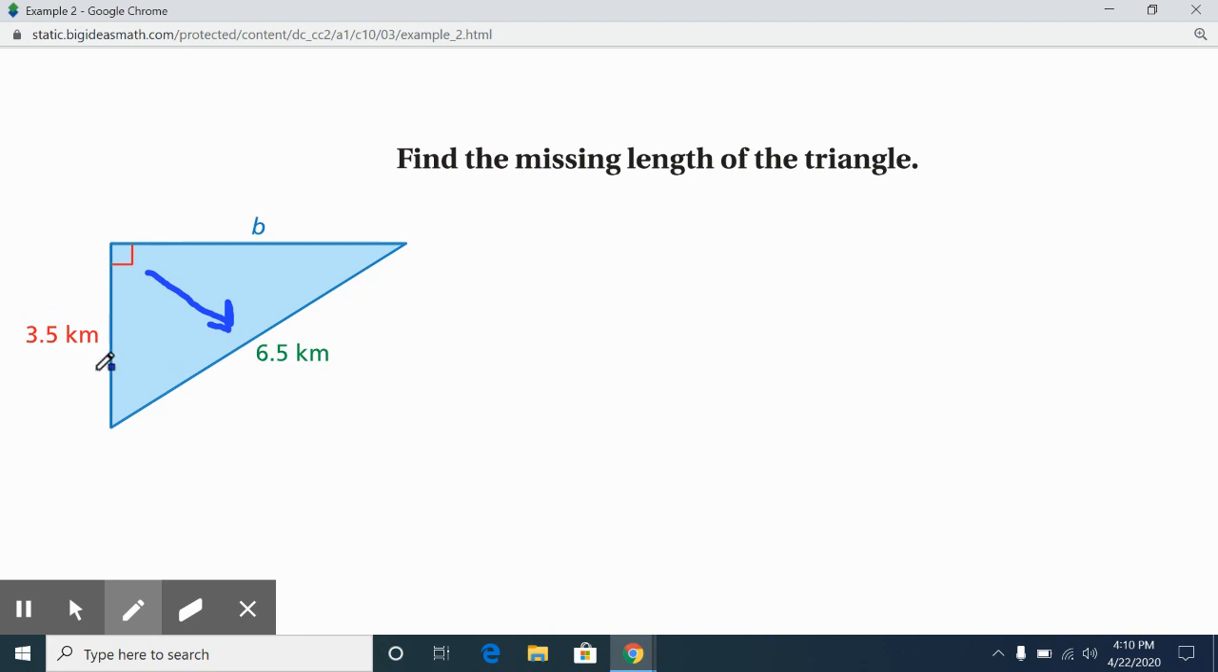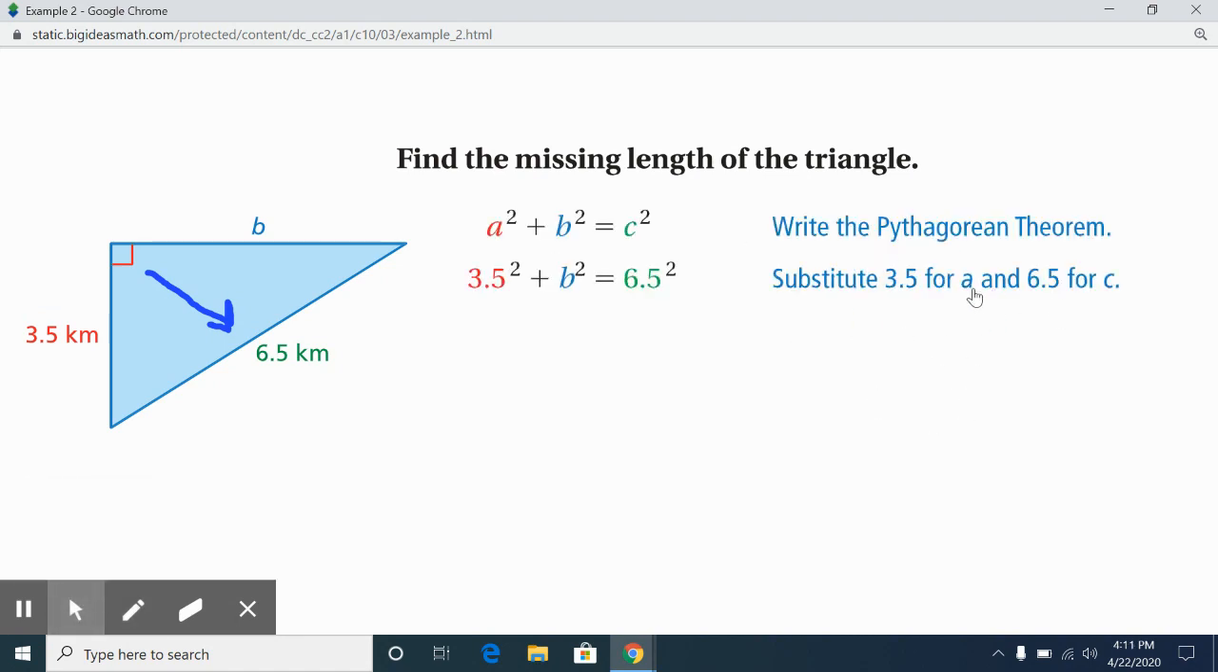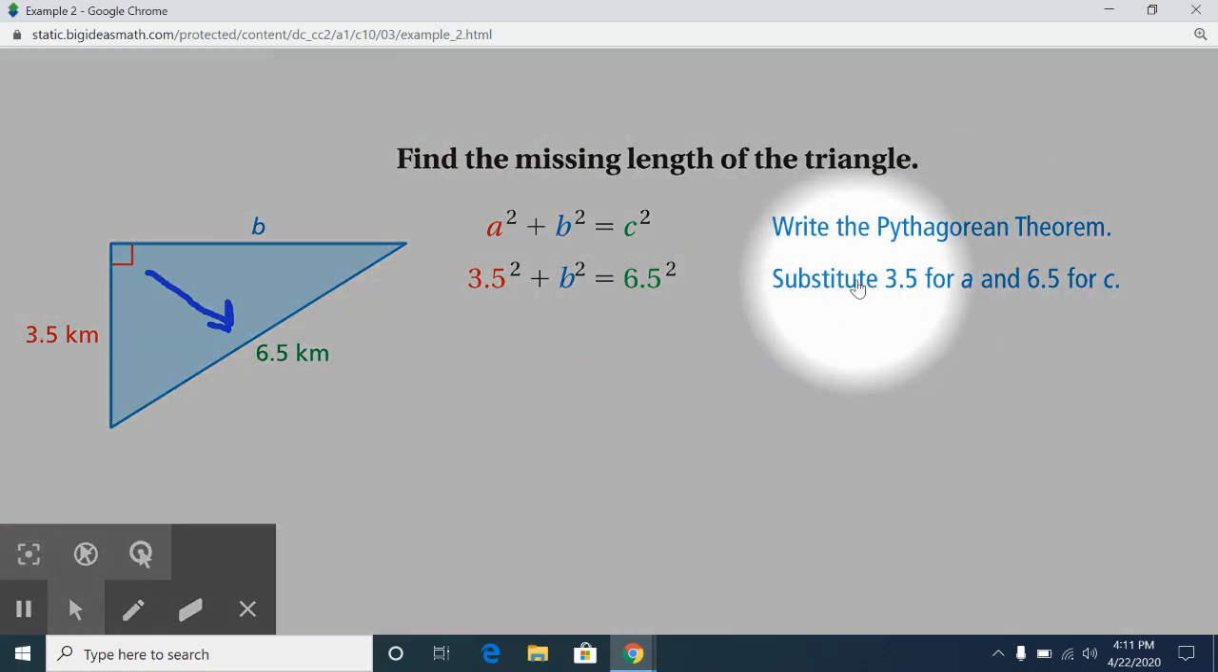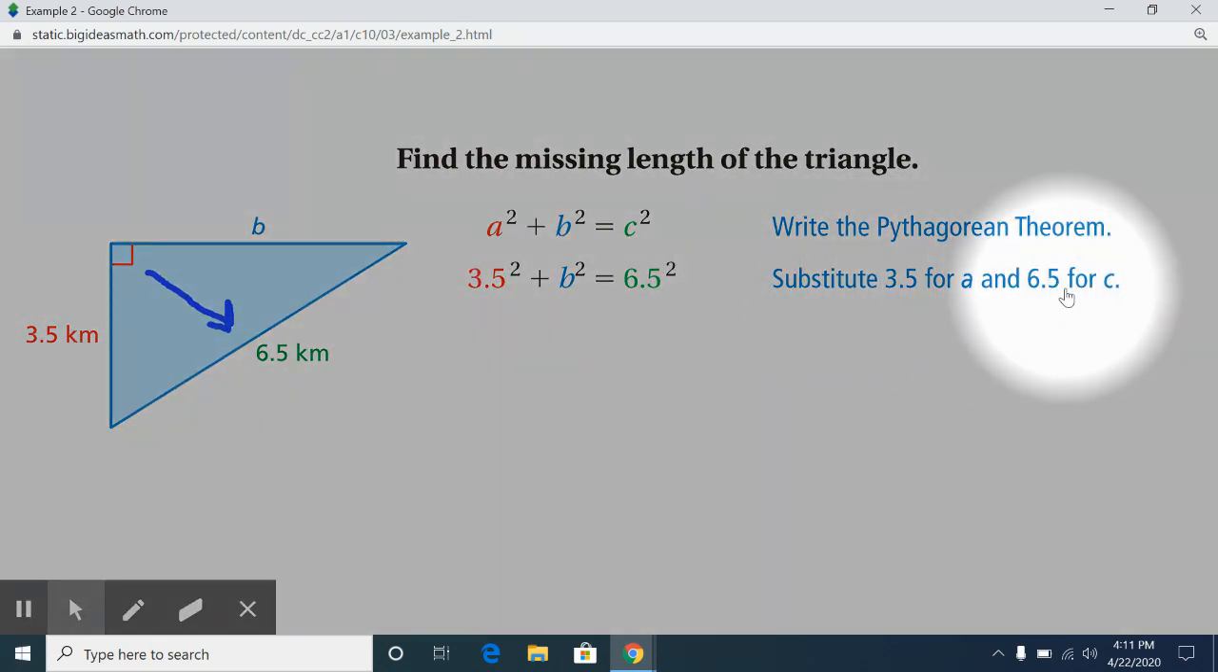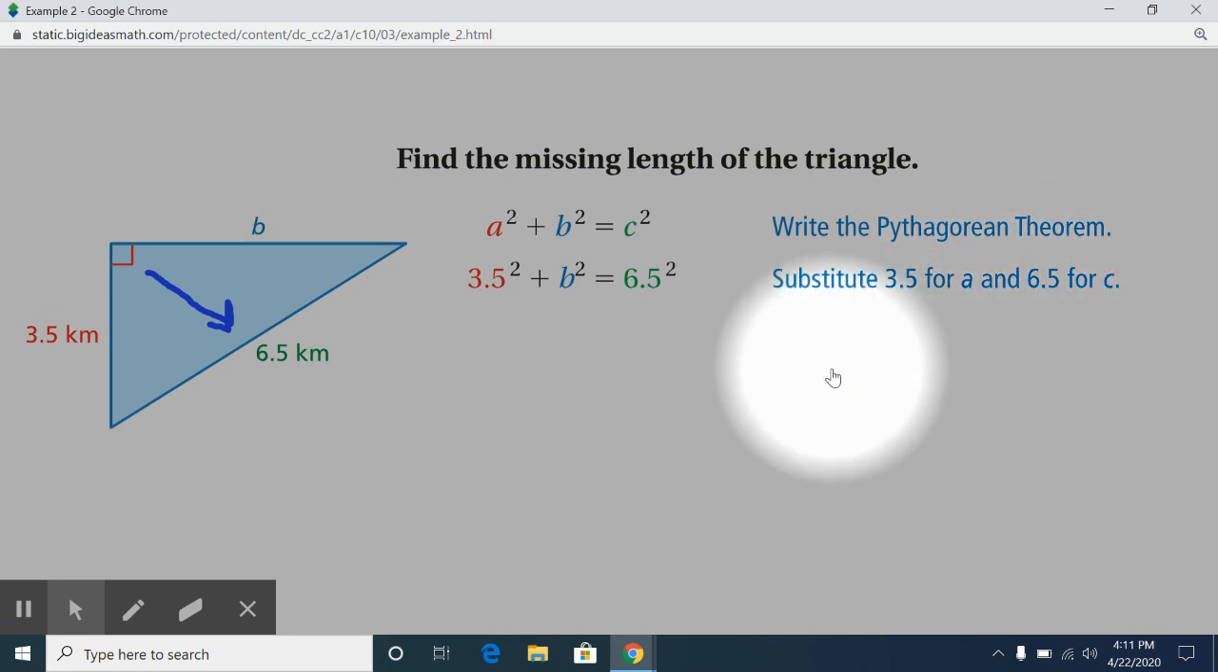So what I know right now is that I have an A value of 3.5. I'm looking for my B value, and I have a C value of 6.5. Let me show you what the book does here. There's your theorem again, your rule. They are substituting 3.5 for A and 6.5 for C this time. There's a different step at the end.